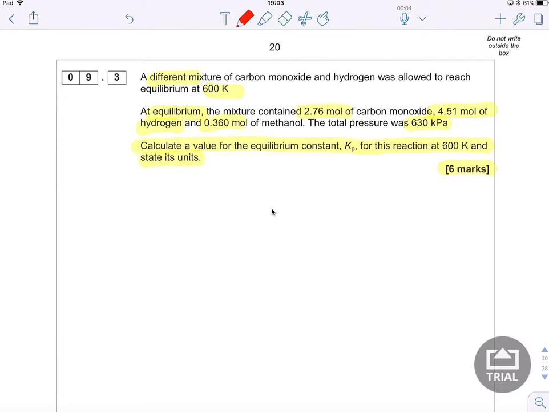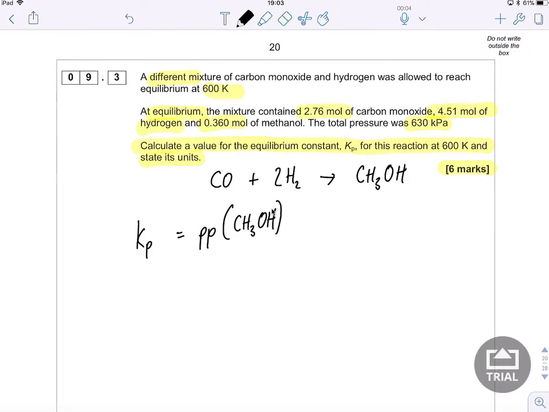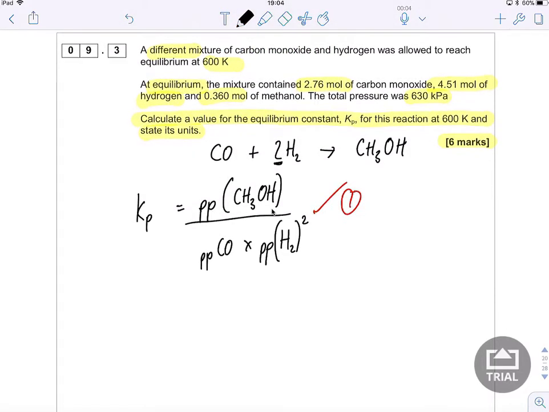Okay, so I'm going to start off by rewriting out my equation. So carbon monoxide plus hydrogen is going to make methanol CH3OH. So there's my equation. That's going to allow me to write an expression for Kp. Kp is equal to the partial pressure of my product, which is CH3OH methanol, divided by the partial pressure of carbon monoxide, multiplied by the partial pressure of hydrogen squared, because I've got that 2 in front of the equation there. So 1 mark for writing that out. So again, for these questions, it's always worth doing what you can do and working that out.